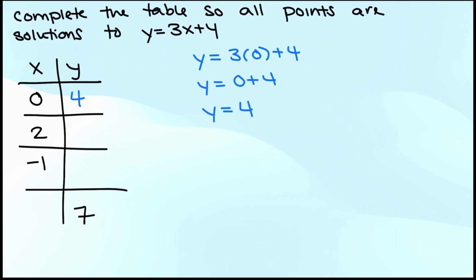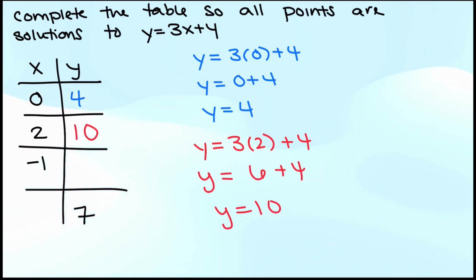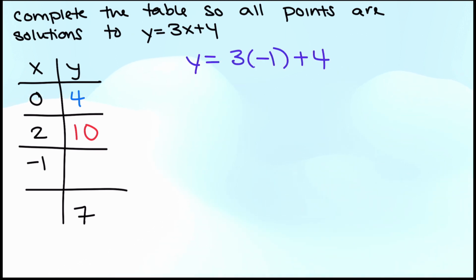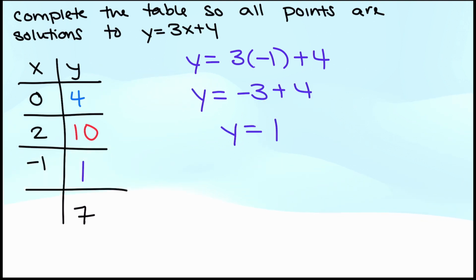We can do the same thing for x equals 2. I'm going to plug 2 in for x, so now I've got y equals 3 times 2 plus 4. That's y is 6 plus 4, or y equals 10. So the point (2, 10) is also a solution. All right, what if x is negative 1? Same idea, plug that in. y is 3 times negative 1 plus 4. That's negative 3 plus 4, or 1. So when x is negative 1, y is positive 1. There's another solution. And then finally, we could be given the y value.